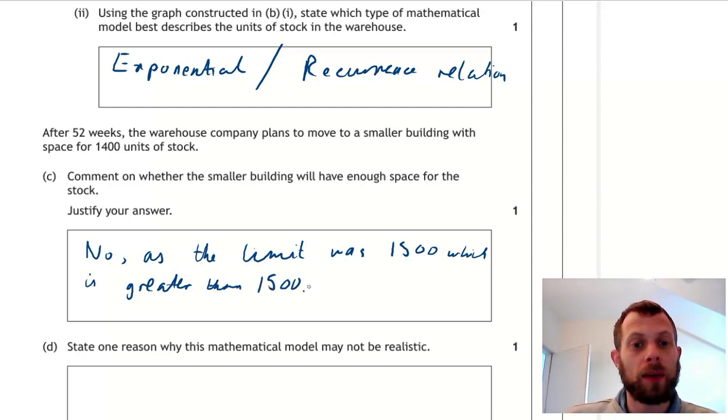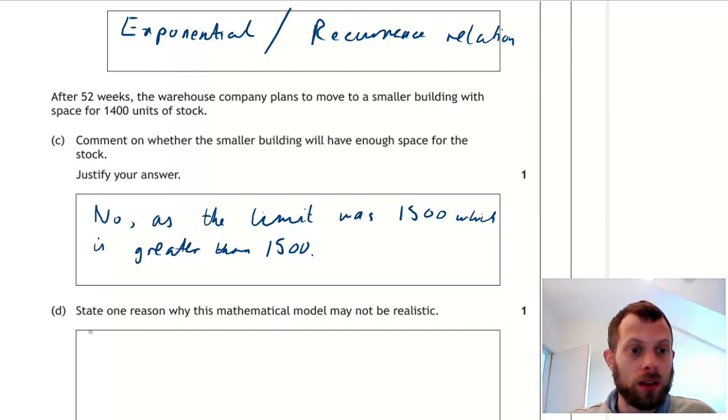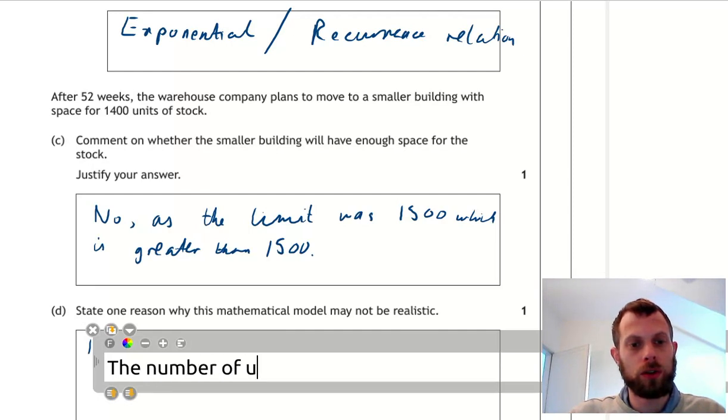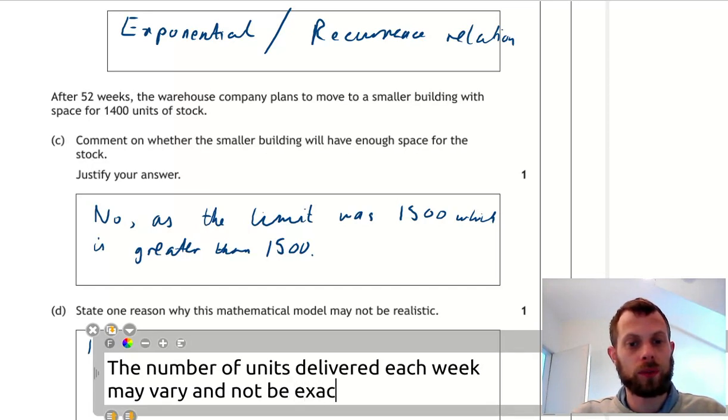Why may this mathematical model be not realistic? Again, I think this is a difficult question. Just the assumptions behind the model may not be correct. So the number of deliveries may change every week. I'll type this actually. The number of units delivered each week may vary and not be exactly 20%.